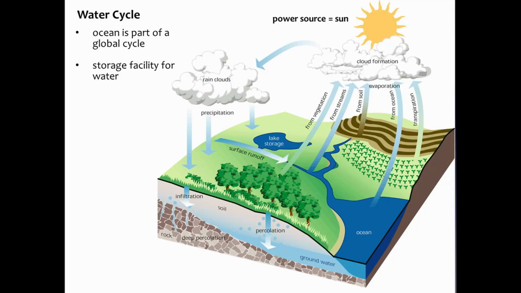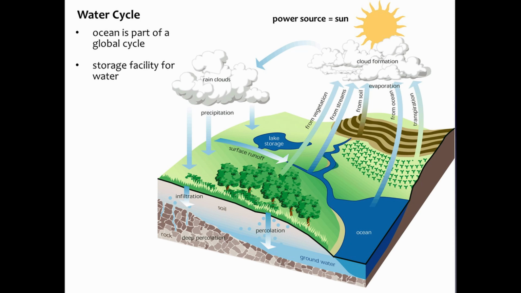The ocean is part of the global water cycle. You can think of it as a storage facility for water. So there are many different ways in which water can enter the ocean and in which water can leave the ocean. Some of the ways that water enters the ocean is through surface runoff, through precipitation in the form of rain or snow, through groundwater seeping into the ocean, or from rivers carrying water into the ocean.